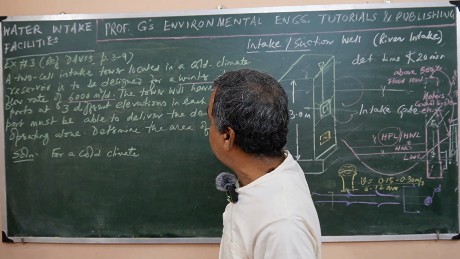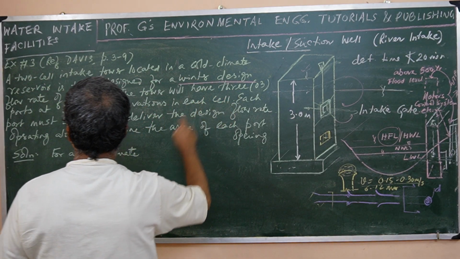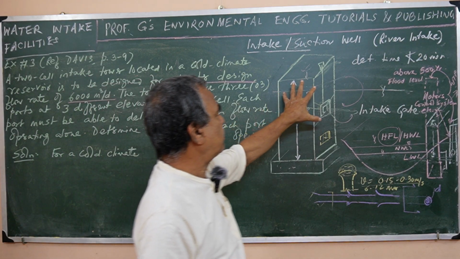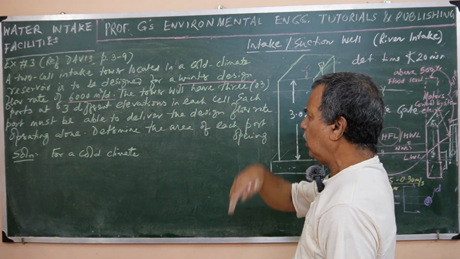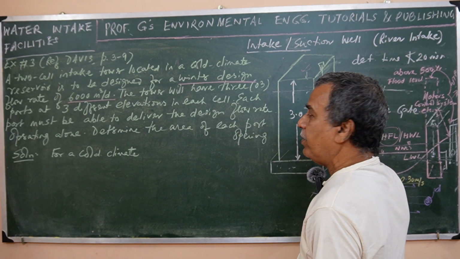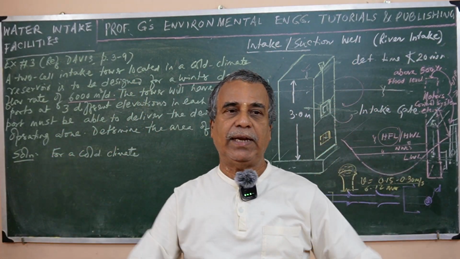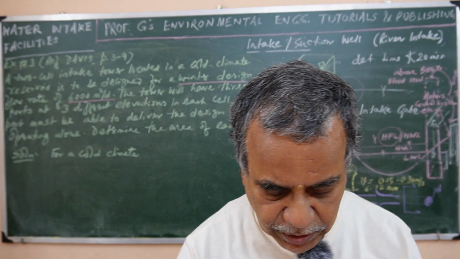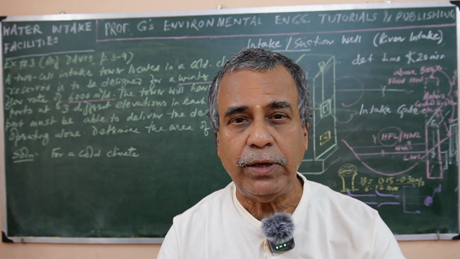So here we have taken the flow. The tower will have 3 ports at 3 different elevations in each cell. I have explained this in my earlier videos, that the ports are configured at different levels, horizontally and vertically, so that at different times and in different situations, different ports will be used.